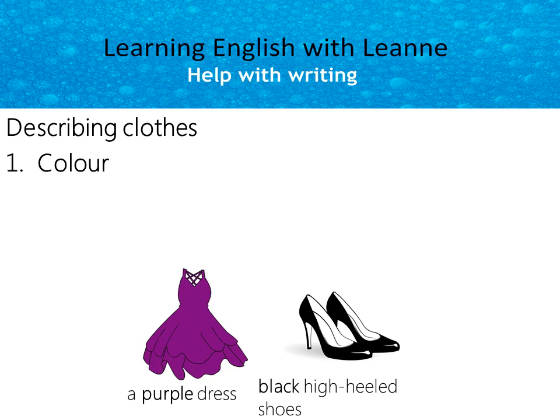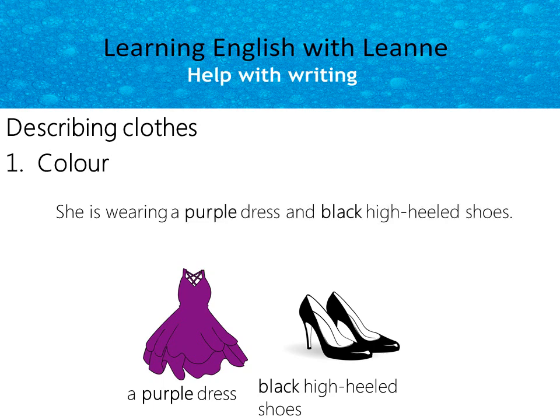2 more items, dress and shoes. So we'll make a sentence. She, who is she, action, is wearing. She is wearing a purple dress and black high-heeled shoes.